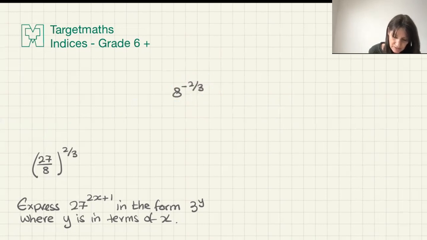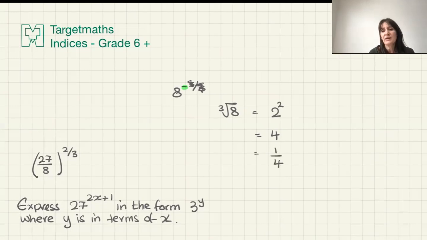There's an additional problem here, which I do at the very end. So I literally go root, power, reciprocal. I'm going to do a cube root, which gives me 2. I raise that to the power of 2, which gives me 4. So I've dealt with the 2, I've dealt with the 3, but I still have this negative that I haven't done anything with. That negative is actually the reciprocal. So I'm now going to finish it off by putting the 4 under the 1, and that is the answer to that one.